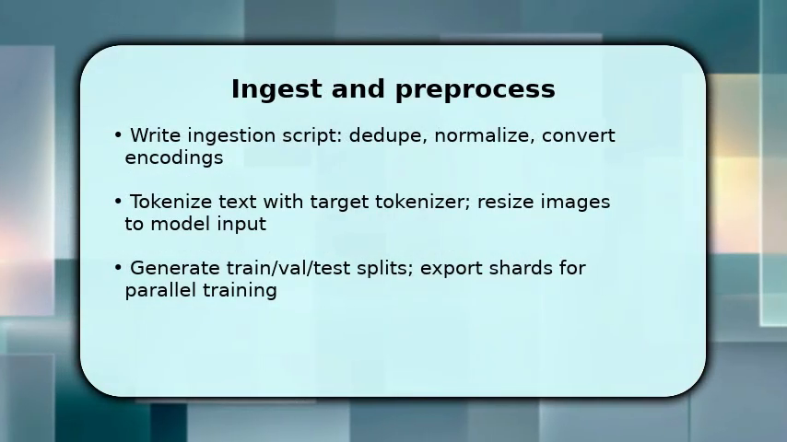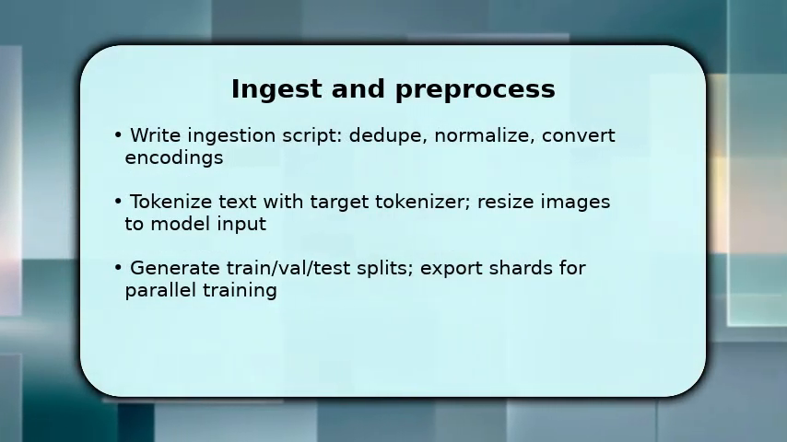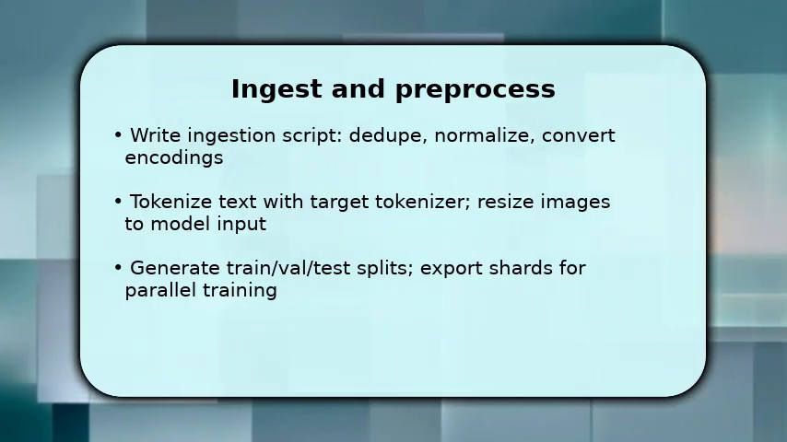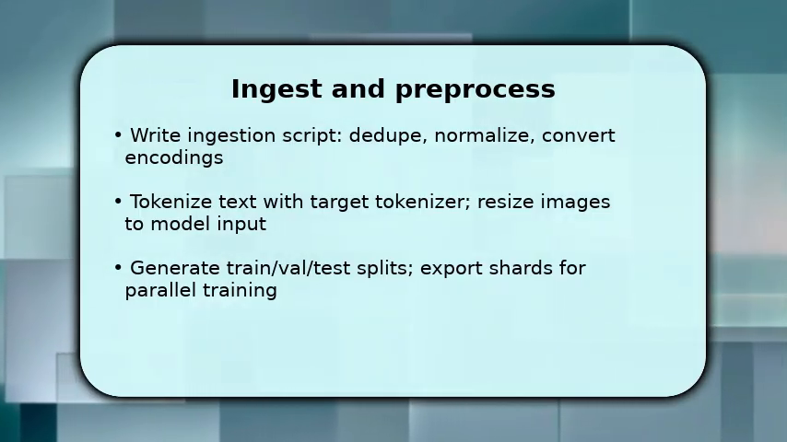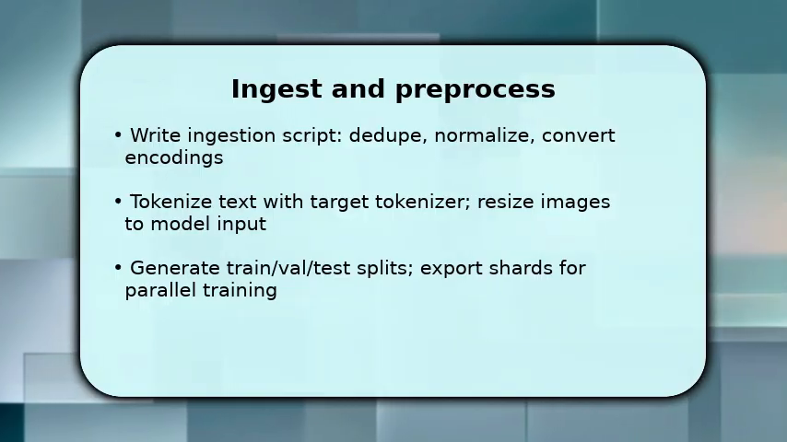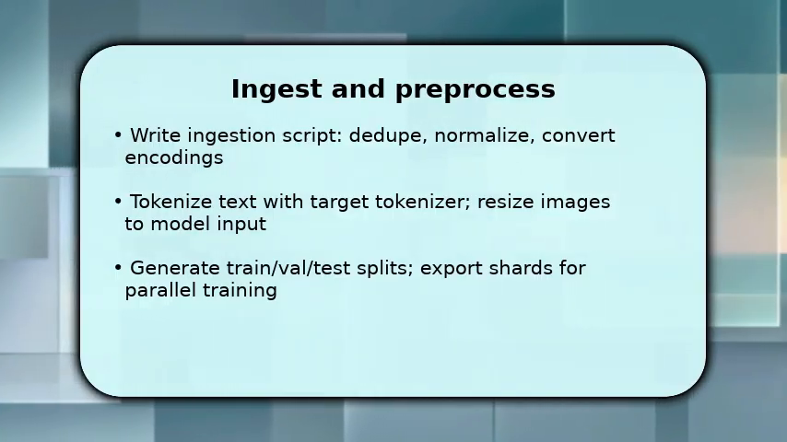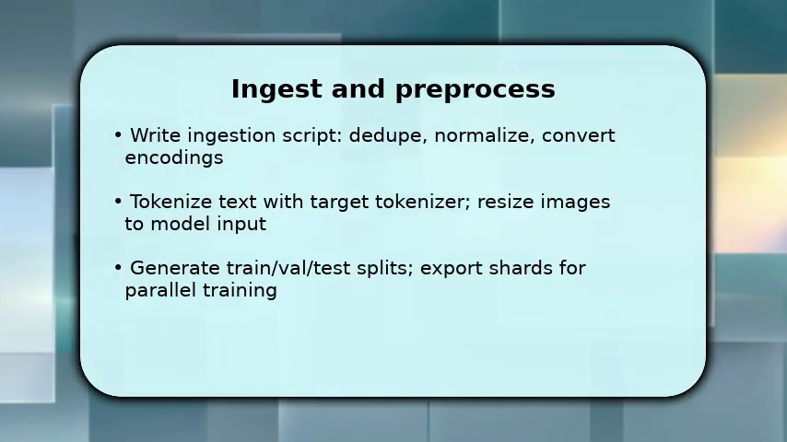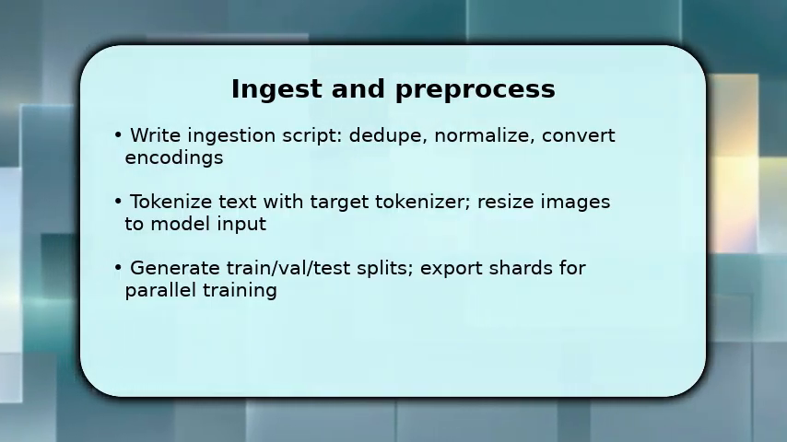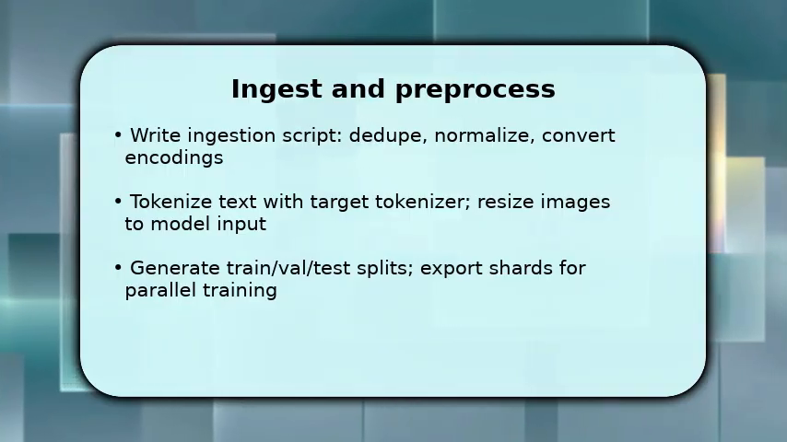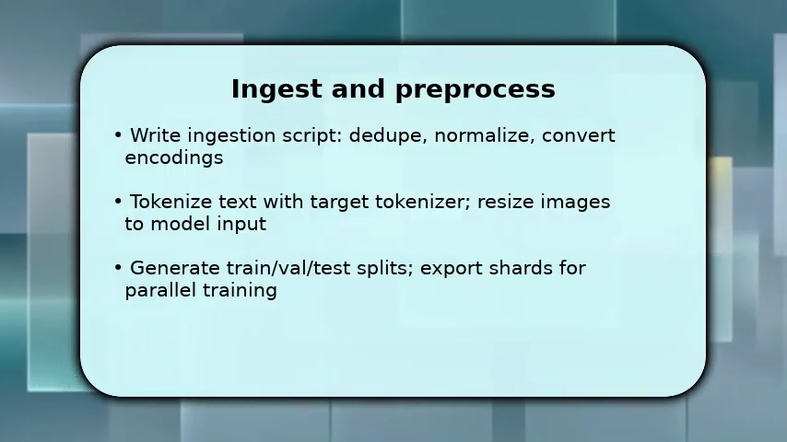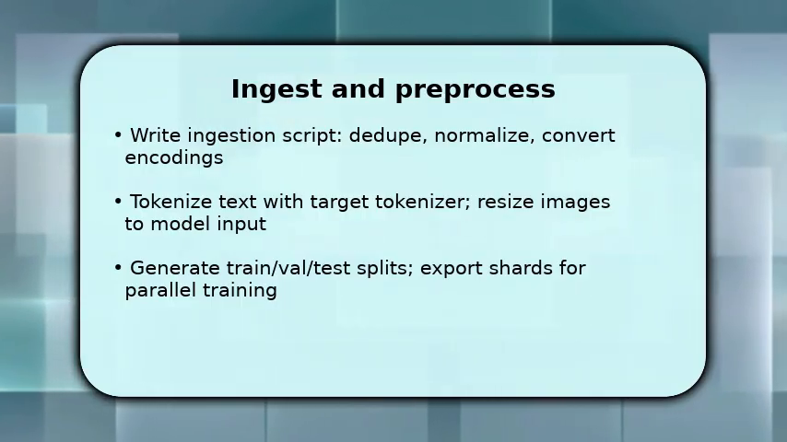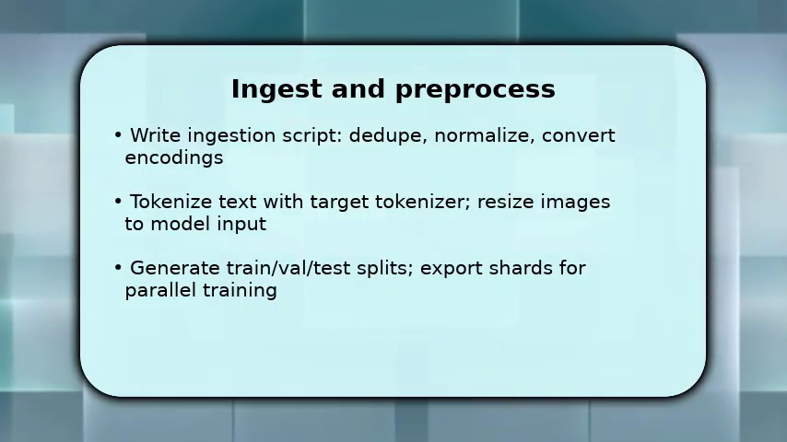You now ingest and preprocess so the model learns effectively. First, run deduplication and normalization, normalize encodings and formats to avoid silent errors. Then tokenize text with the exact tokenizer used by the target model and resize images to the required resolution, because mismatch causes poor convergence. After that, create balanced train, validation, and test splits and export sharded datasets for distributed training. Make sure to log statistics and a few sample records.